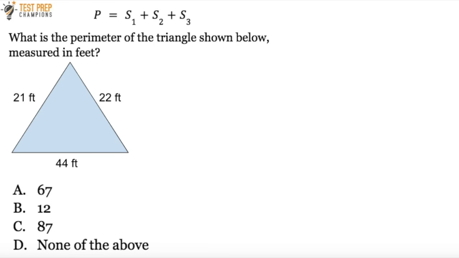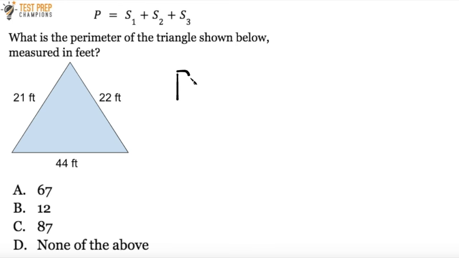What is the perimeter of the triangle shown below measured in feet? Is it A, B, C, or D? And just to save you some time, I put the formula right here. This will be on your formula sheet on the GED test. So let me give you a chance to pause the video and try this out, and whenever you're ready, we'll go over the answer.